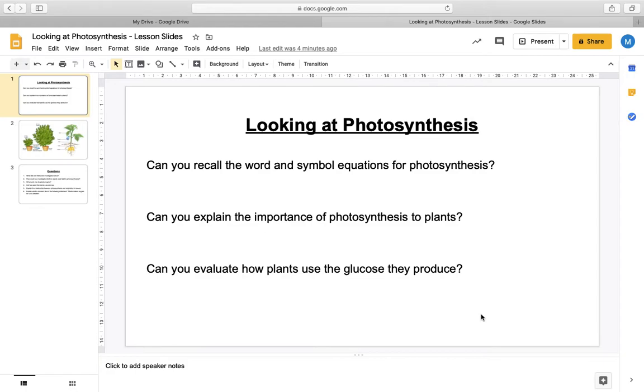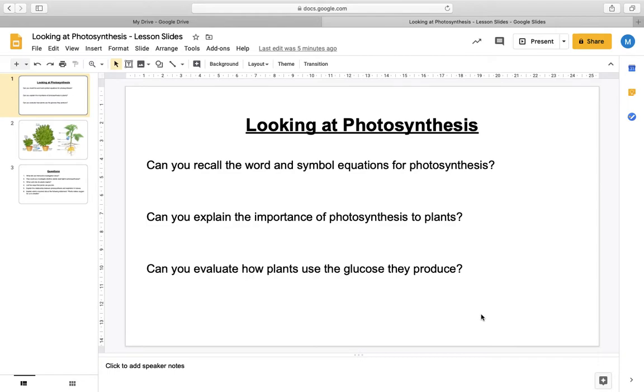Hello and welcome to our second lesson on this B8 topic on photosynthesis. So last lesson we looked at the basics of photosynthesis. We discussed the word and symbol equations for photosynthesis. We discussed where the reactants come from and where the products go to a certain extent. And we also discussed how you can test leaves for starch and to see if they are carrying out gas exchange.